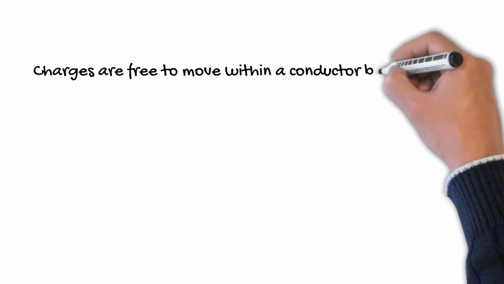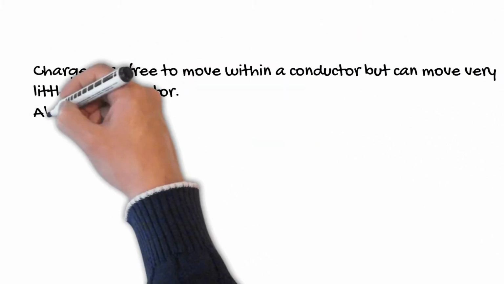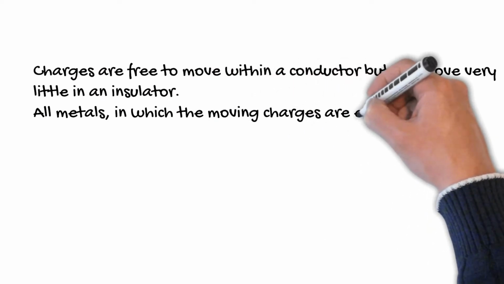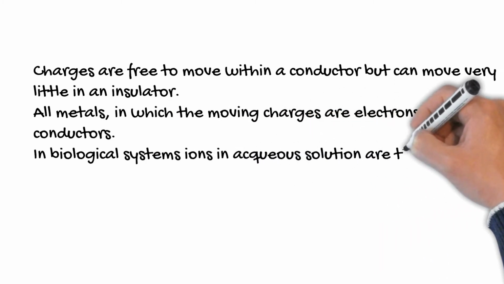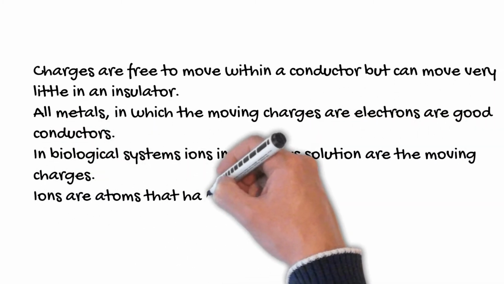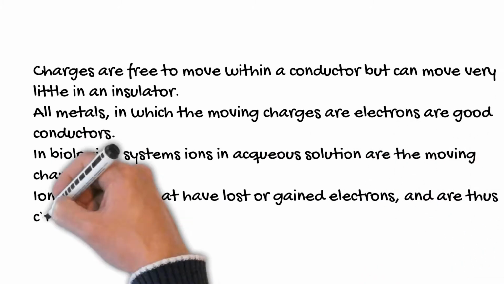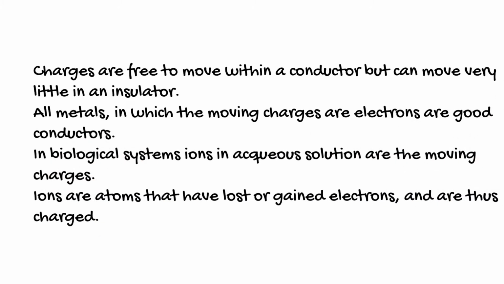Now there are three types of materials: conductors, insulators, and semiconductors. In a conductor, charges or electrons are free to move within it. But in an insulator, they can move very little. But in biological systems, ions are responsible for the movement of charges. Ions are atoms that have lost or gained electrons. Again, if an atom loses an electron, it becomes positively charged, and if it gains an electron, it becomes negatively charged.